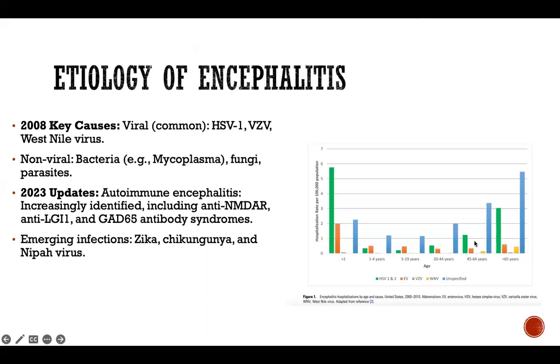And here's a little chart with the data set. You can see that, like you said earlier, HSV is very common here, especially in the younger population. As the population gets older, for some reason we can't seem to figure out why they're having encephalitis. Unspecified is the most common cause in the older population.